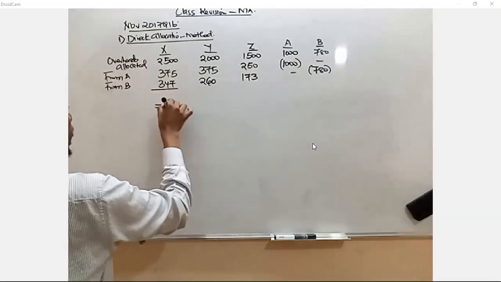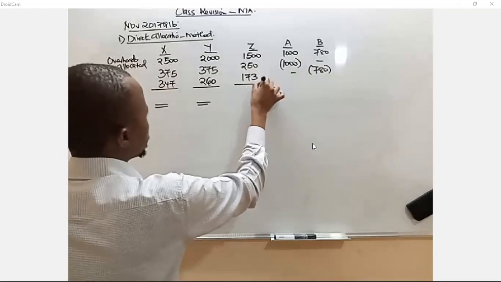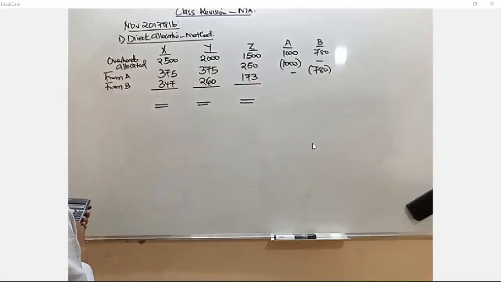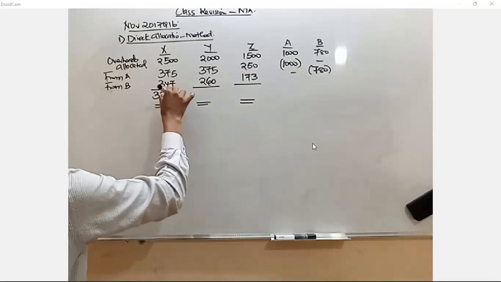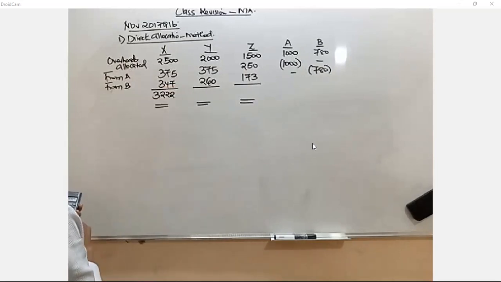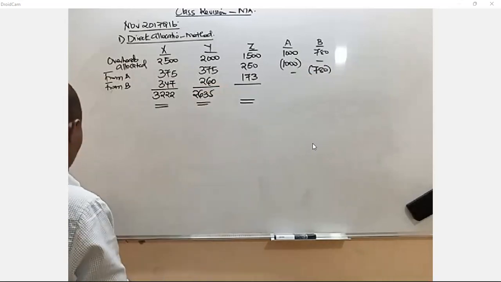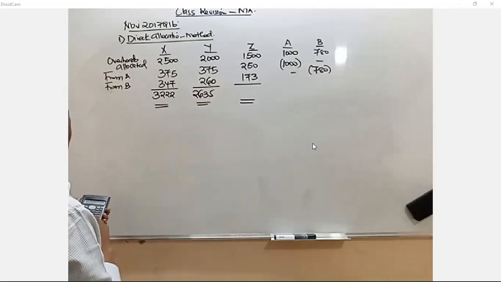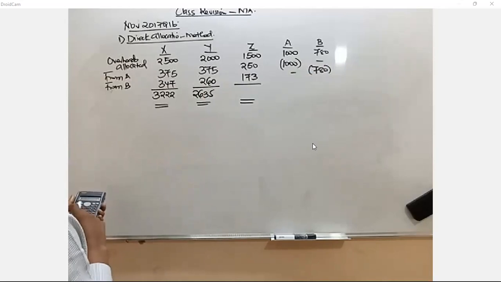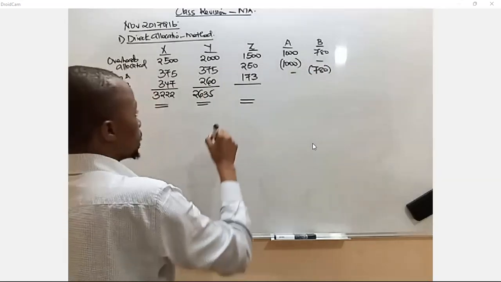To get the total overheads, nothing much. The first one will be 2,500 plus 375 plus 347, getting 3,222. The other one will be 2,000 plus 375 plus 260, and we are getting 2,635. The last one will be 1,500 plus 250 plus 173, getting 1,923.